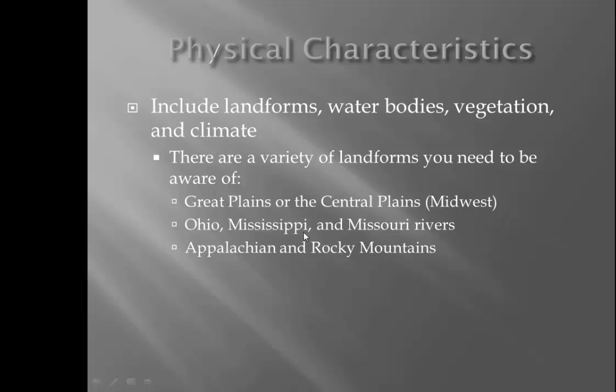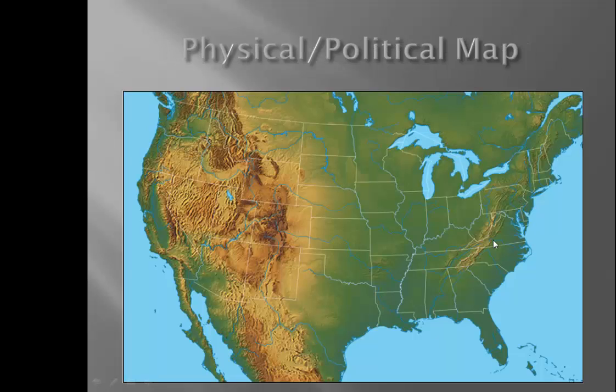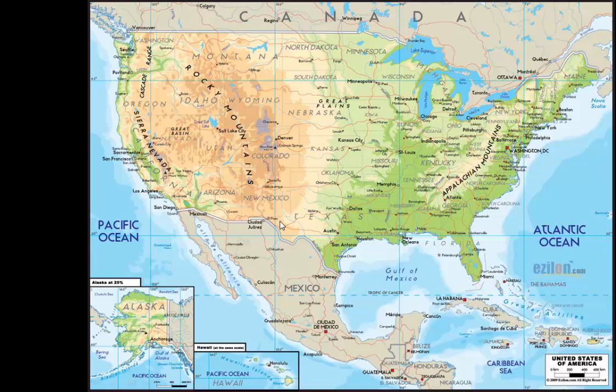The Ohio, the Mississippi, the Missouri. I showed you where those were. You need to be aware of those for trade and travel, right? And then you have your big mountain systems, the Appalachians and the Rocky Mountains. You've got the Appalachians over here, and then the Rockies over here. Very important mountain ranges for our nation's history, right?